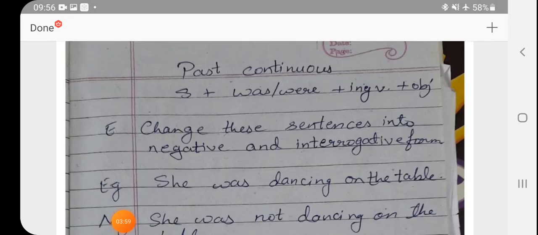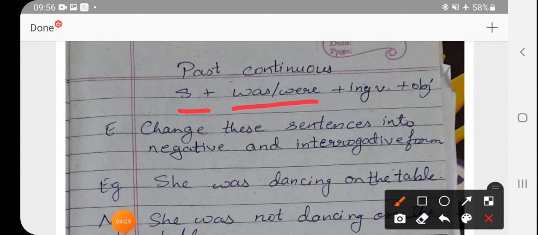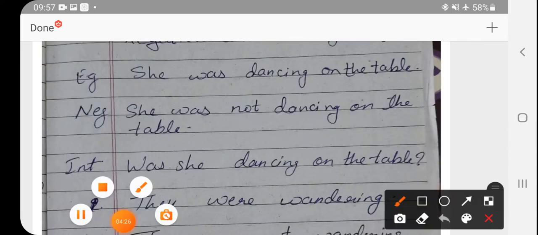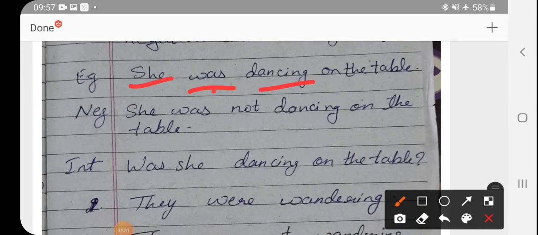Now the second form of past is the past continuous form. In past continuous form, you see there is a subject, was or were. Subject plus was or were plus the ing form of verb and an object. Was is written with a singular subject and were is used with a plural subject. For example, she was dancing on the table. She is singular, so was is used, with the ing form, on the table.